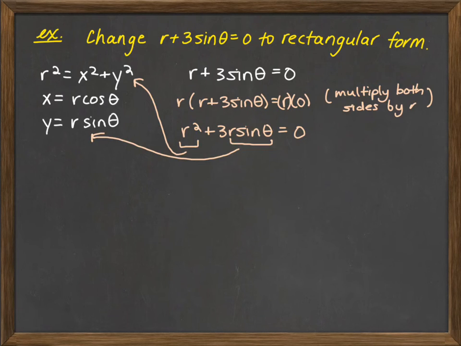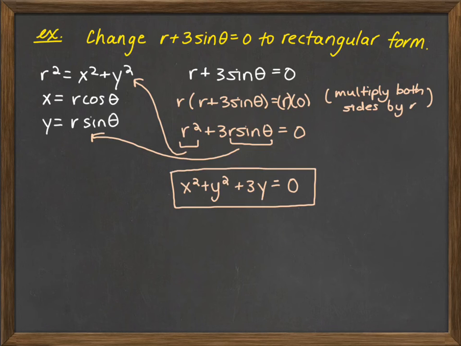And so doing that gives the following. We get x squared plus y squared plus 3y equals 0. And so now we started off with the equation in polar form, and now we've got an equation in rectangular form. And we got that simply by using this trick of multiplying both sides by r and then substituting using the relationships that we know.